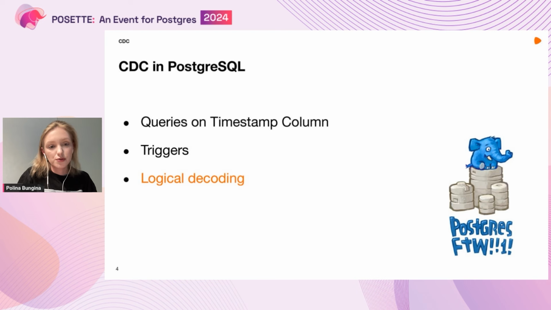First is to run queries against dedicated timestamp columns, such as created at or updated at. Then you can use good old triggers just to create them for the events you want to be notified about. And then the maybe most modern and advanced solution is to use logical decoding, which I want to talk about today.